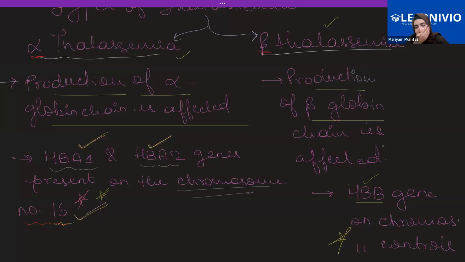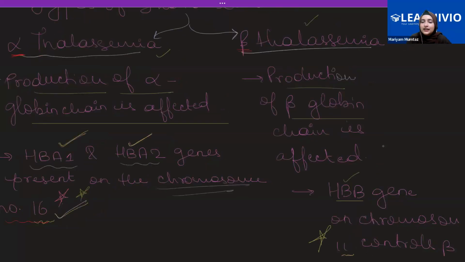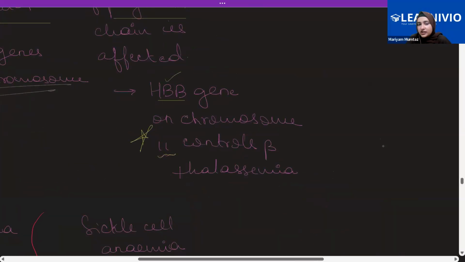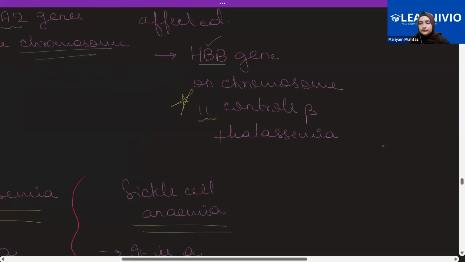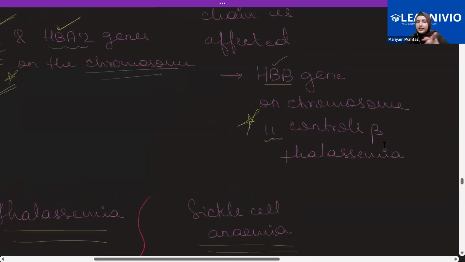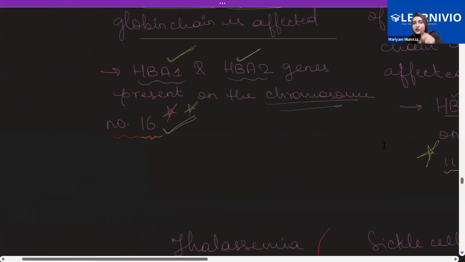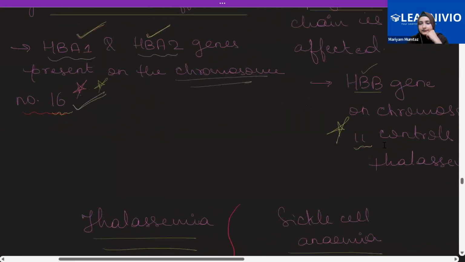Clear? Same way, for beta thalassemia, the HBB gene is present on chromosome number 11. So if that is deleted, then the person will have beta thalassemia. Understood? HBB is the name of the gene. Here HBB, and here HbA1 and HbA2. Clear?